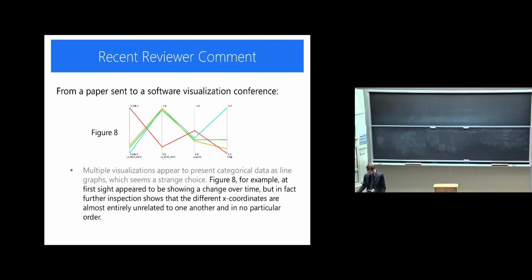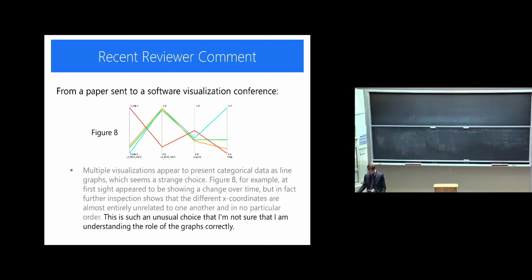Like, at first sight it appeared to be showing a change over time, but in fact, further inspection shows that the different x coordinates are almost entirely unrelated to one another, in no particular order. That's shocking, right? It's such an unusual choice that I'm not sure I'm understanding the role of the graphs correctly. So this is really a reviewer who does not know parallel coordinates, right? I mean, of course, these people exist widely, but it's actually not intuitive.